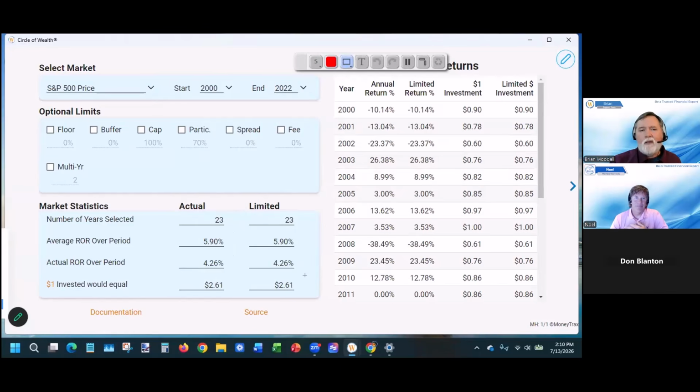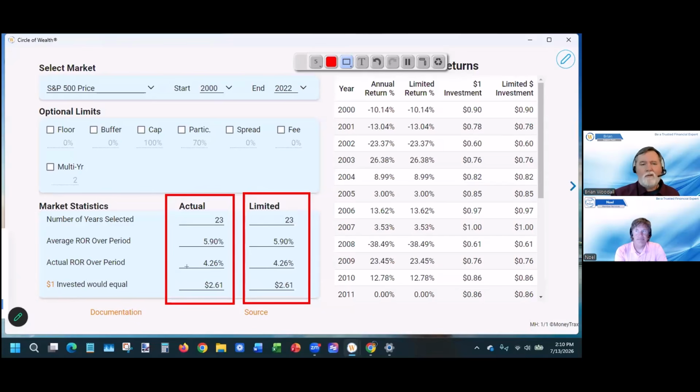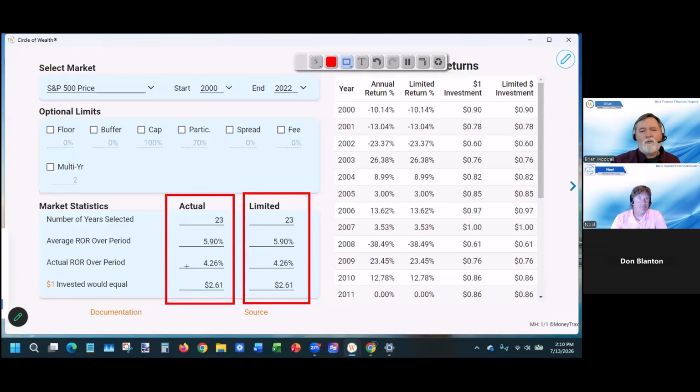There we go. So you'll see I have a box here that says actual, and a box that says limited. And right now, they're both identical. It's because I haven't made any optional limit adjustments. We're going to do that. But what I want to focus on is what am I actually showing here? I'm showing someone that I've selected a 23-year market. The average rate of return is 5.9, and the actual rate of return is 4.26.